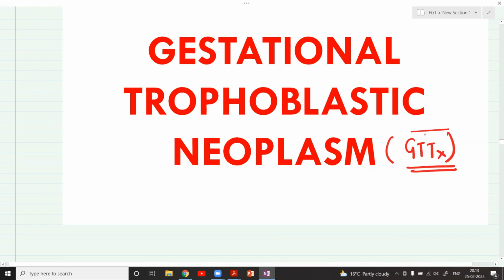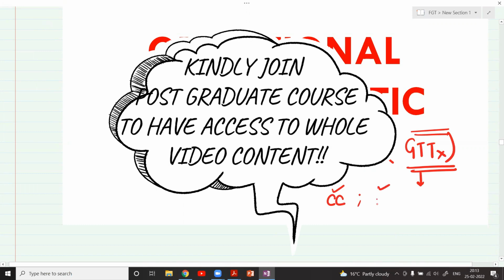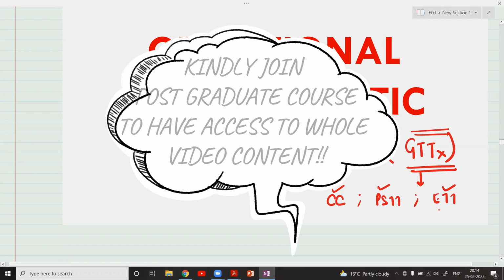Okay, so can anyone at least tell me what are the three conditions that we will read under GTT? Yes, choriocarcinoma. Placental site trophoblastic tumor. And then we have ETT, epithelioid trophoblastic tumor. You have to remember.